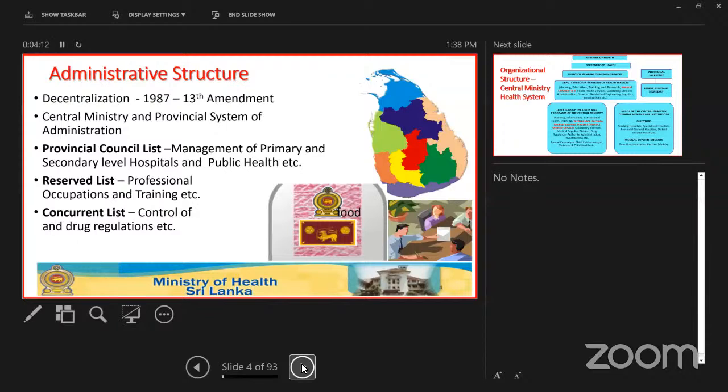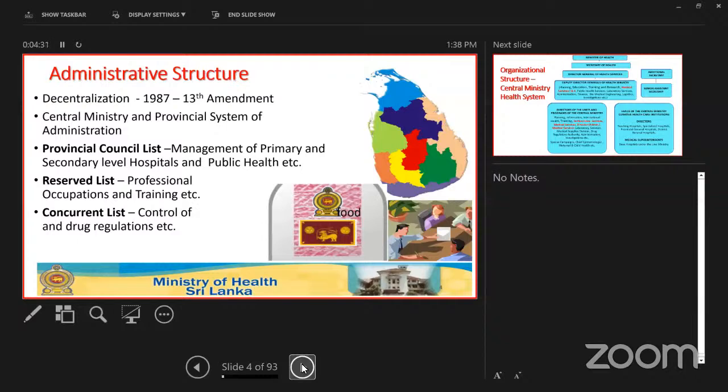Accordingly, two structures were created. One is the central ministry structure and the other is the provincial system of structure. Those are the two main structures that came about with this 1987 13th Amendment.